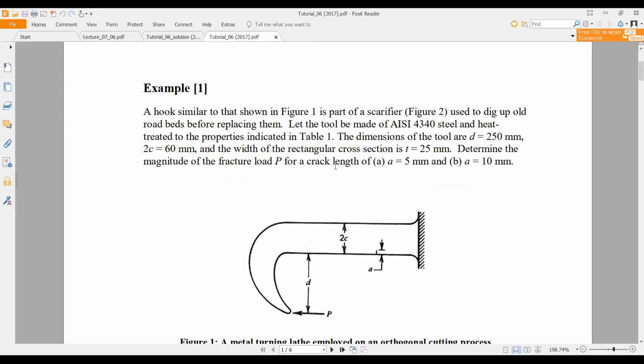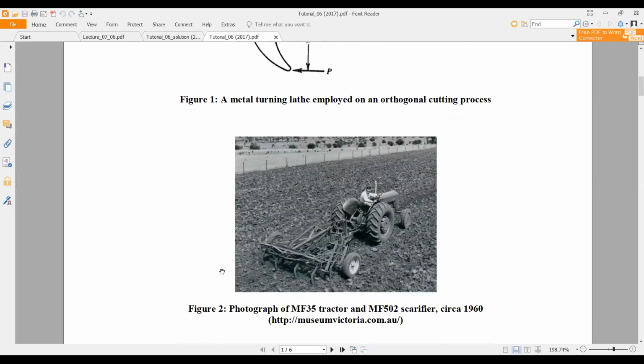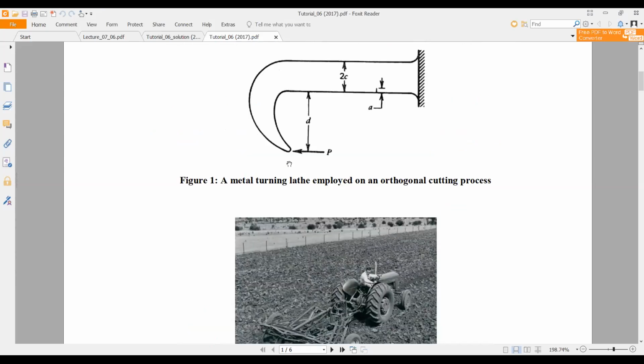So you need to find the fracture load with the KIC, because A is provided. You need to find the maximum P with A when it's 5 millimeter. The KI value should be equal to KIC at that time P load. The same thing in here as well. So this is the arm they are talking about, this arm in here.